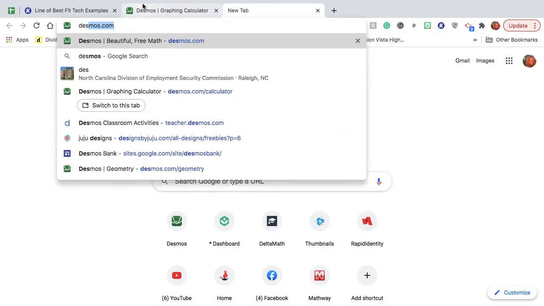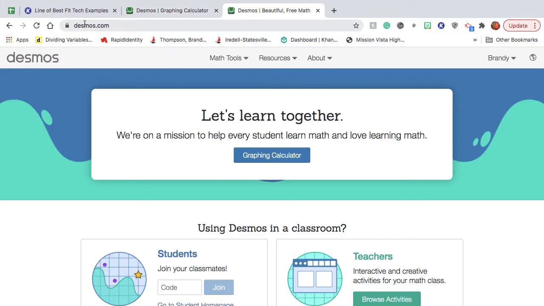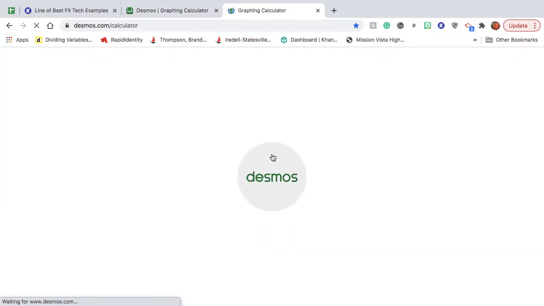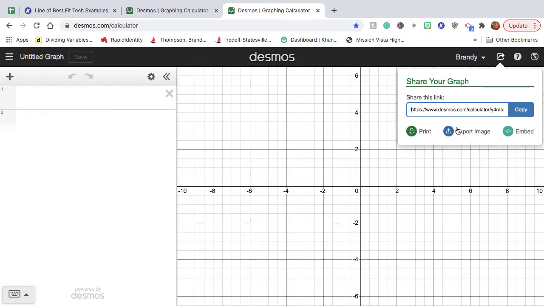Today we're going to talk about how to use Desmos calculator to help us find the line of best fit. So when you go to desmos.com, you can just hit graphing calculator. You can be signed in for it to save your work. This little button here will actually allow you to download any graphs that you make.